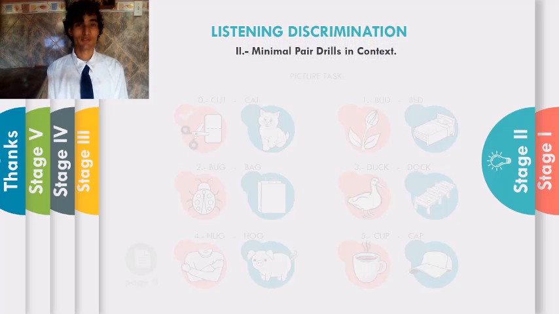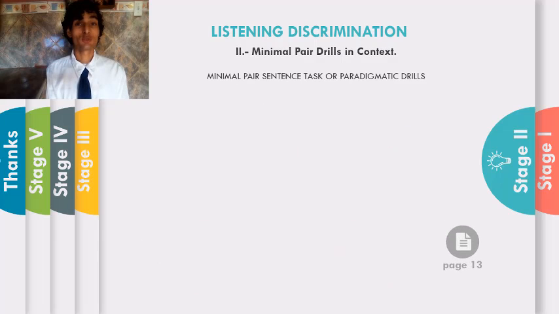Let's do minimal pair drills in context now. Let's go to page 13, where we can find the minimal pair sentence drill or syntagmatic drills for the unstressed schwa sound. Listen carefully to the sentences I am going to say and underline the word pronounced from the pair of words below.